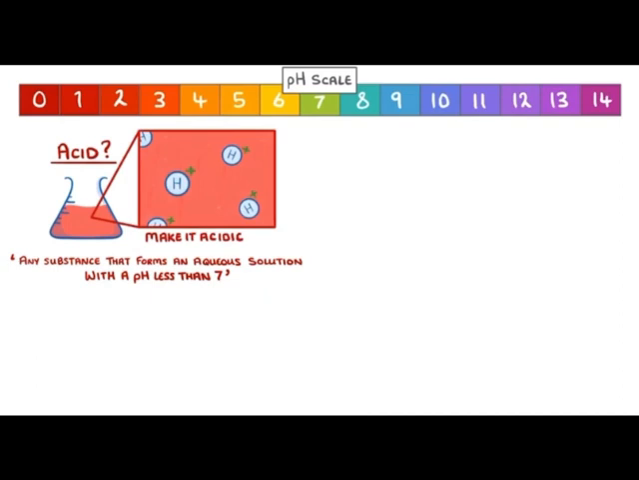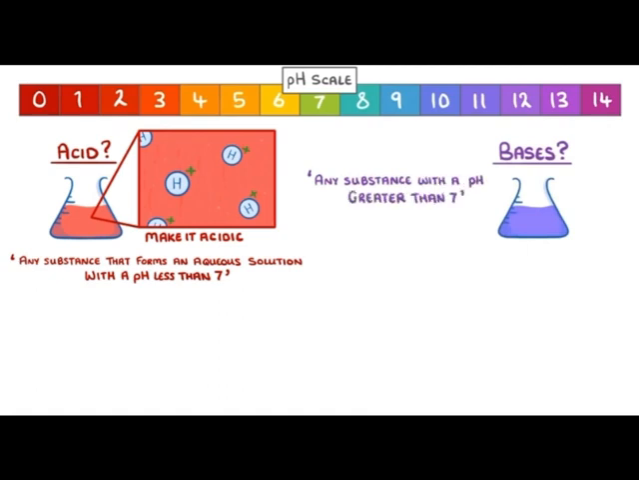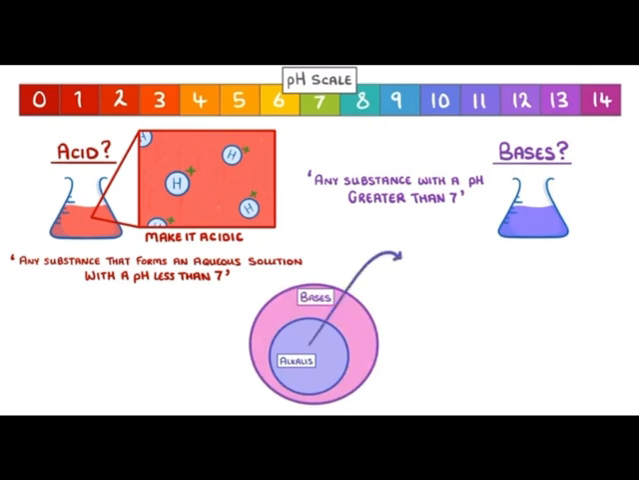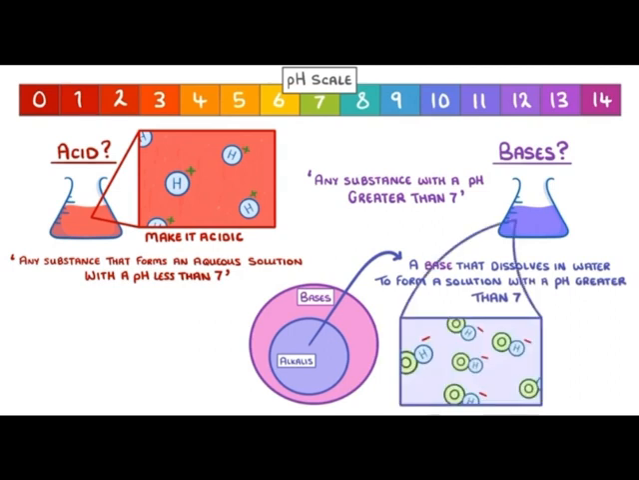On the other side of the scale, we have bases, which we define as any substance with a pH greater than 7. Meanwhile, alkalis, which we mentioned before, are actually a subgroup of bases that are soluble in water. So we would say that an alkali is a base that dissolves in water to form a solution with a pH greater than 7. And these alkalis form OH- ions in water, which we call hydroxide ions.